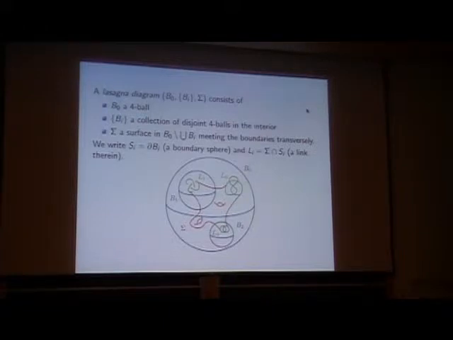So first of all, let me define for you a lasagna diagram. There's a big 4-ball called B0. And inside that, there's a collection of disjoint embedded 4-balls. This picture just has two of them, B1 and B2. We also want a surface, which we call sigma, in the complementary region between the outer ball and the little balls. And we want it to meet all the boundaries nicely, transversely. So in particular, if we call the boundary of Bi, Si, when we intersect the surface with that boundary, we'll get some link. Okay? So each of the spheres on the interior balls and on the outside ball has some link, and there's a surface in the complementary region that meets all those things. Okay. That's a lasagna diagram.